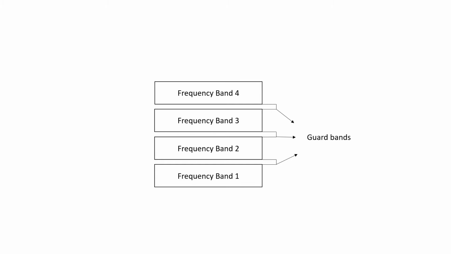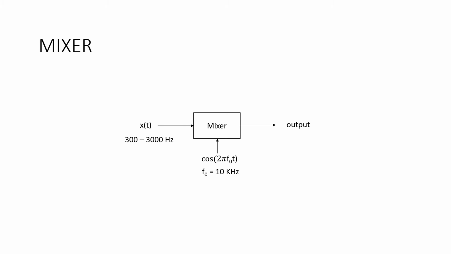This diagram also illustrates the communication resource, in which the x-axis denotes time and the y-axis denotes frequency. You may come up with one question: how will the baseband signal occupy the higher frequency band? By using a mixer, we can modulate the signals.